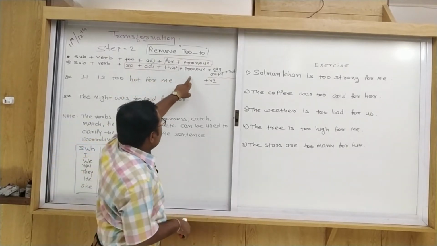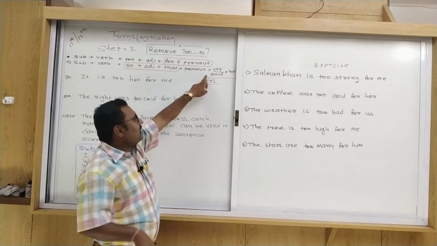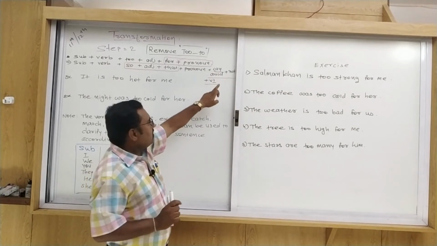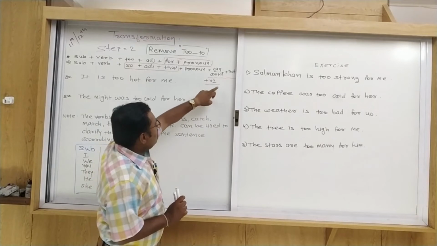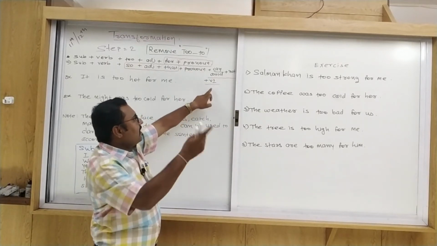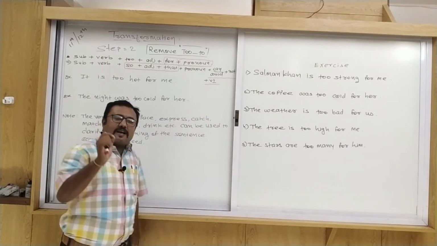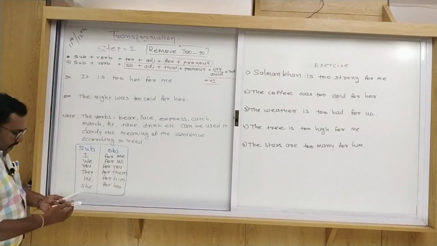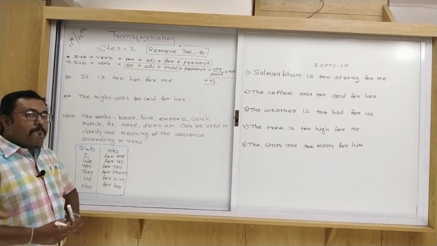After that comes the pronoun. If the sentence is in present tense, we can use can. And if the sentence is about past tense, we write could, plus not. And don't forget that after can or could we write the main verb, because these are modal auxiliaries. Okay, so let's see. The first sentence is: it is too hot for me.